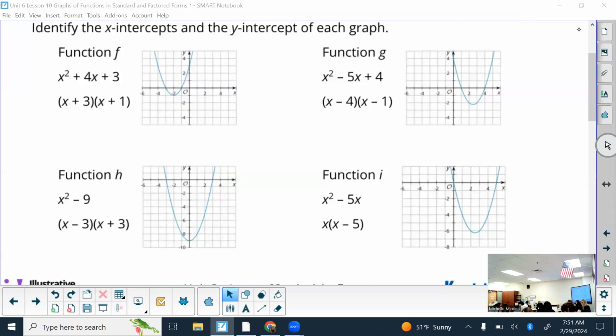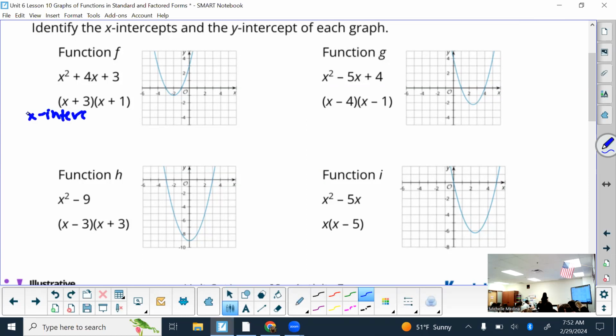So table 1 for function f, what are my x-intercepts? All right, -1, I agree, that's where it touches on the x-axis, and -3. I'm going to write them in coordinate form, just so that you guys can remember. X-intercept is when the y is 0. But technically you could have just said -3 and 1, and that would have been fine.